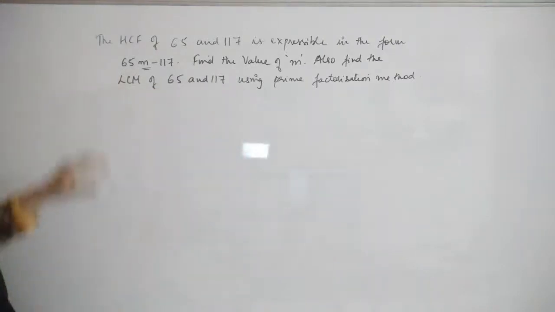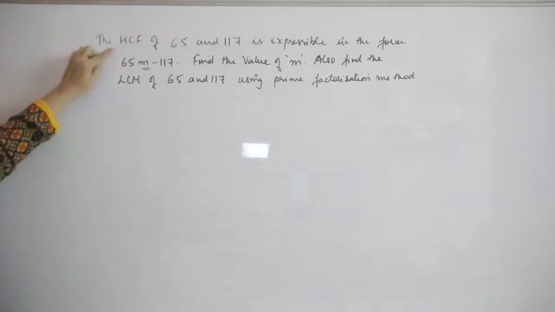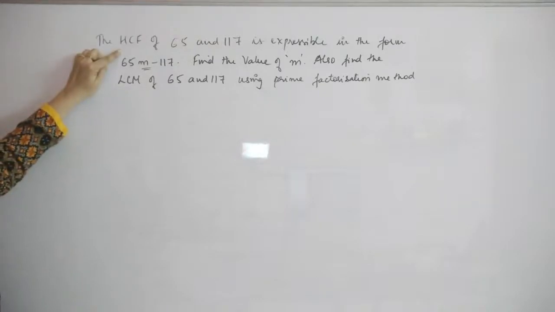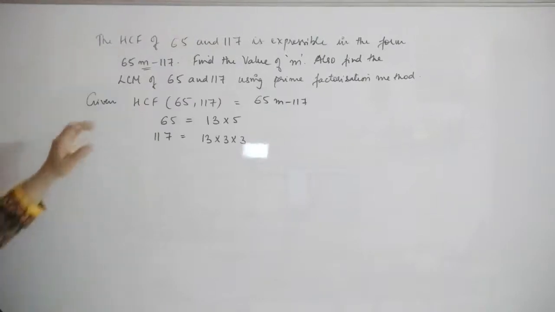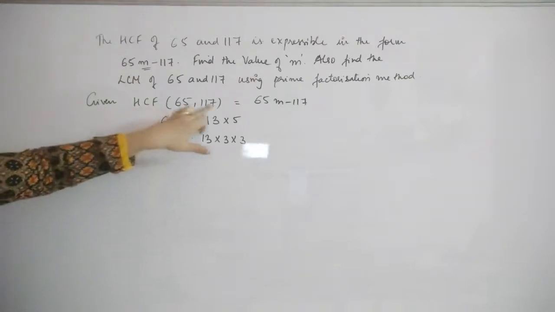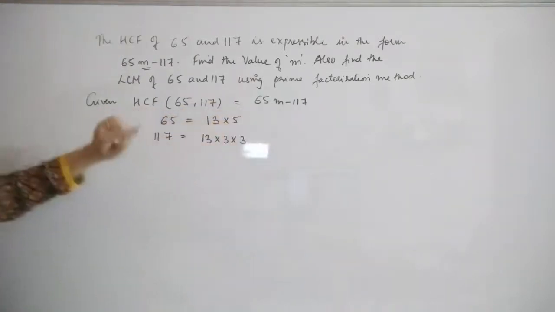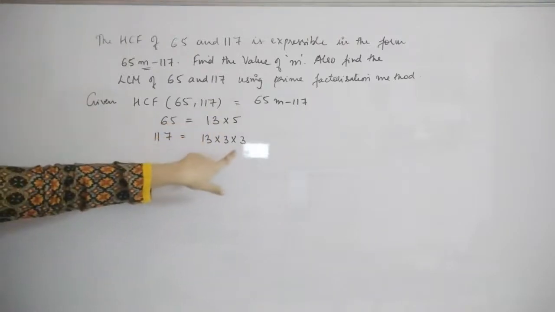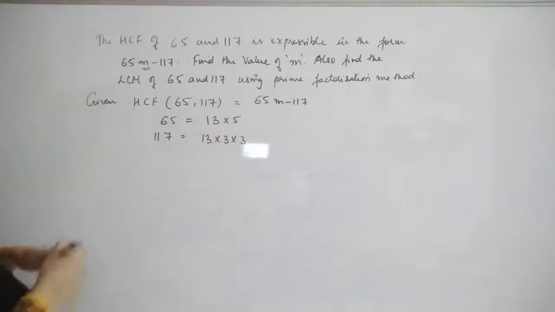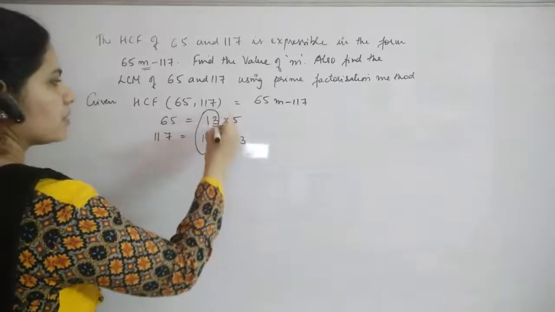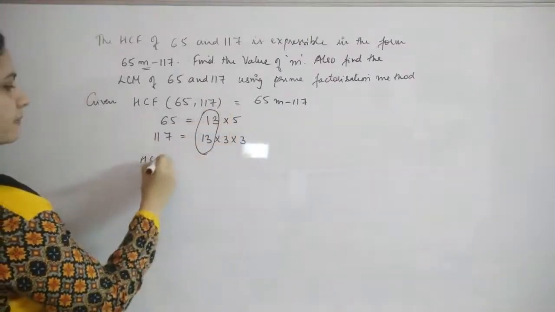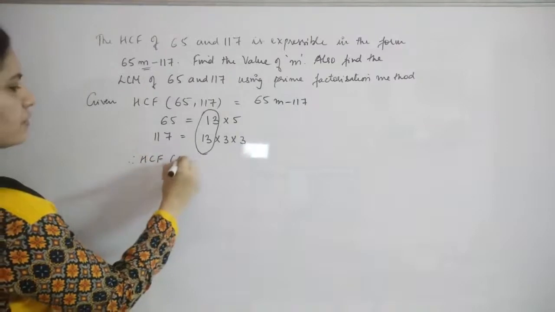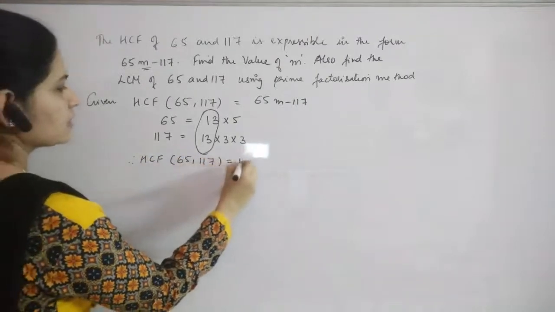First, you need to find the HCF of 65 and 117. The given concept is that the HCF of these two is 65m minus 117. 65 can be written as 13 into 5, 117 can be written as 13 into 9, or 13 into 3 into 3. So the HCF of these two numbers will be 13. HCF of 65 and 117 is 13.